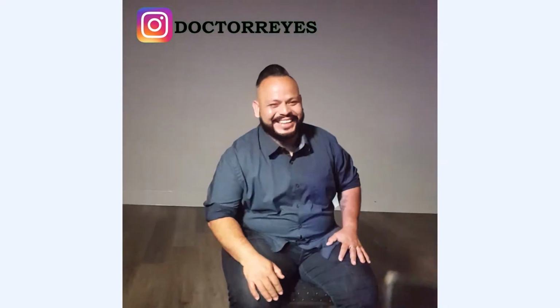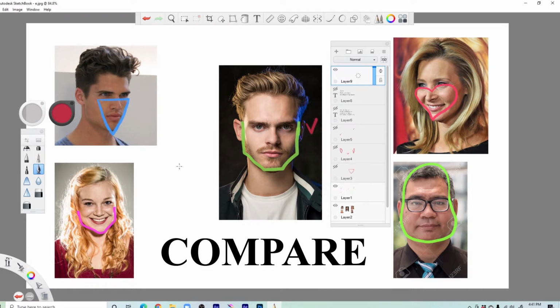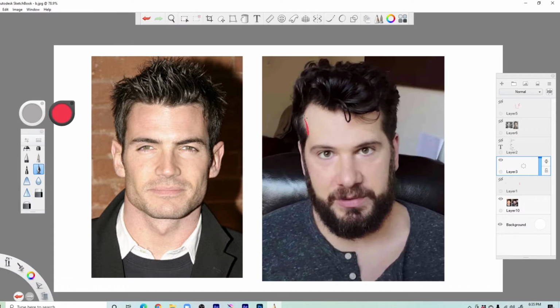Let's talk about how do we identify a square head shape and how do we draw it. How to identify square head shapes. Compare. Compare multiple head shapes, at least two, side by side. The square head shape will become more apparent when it's next to another head shape.